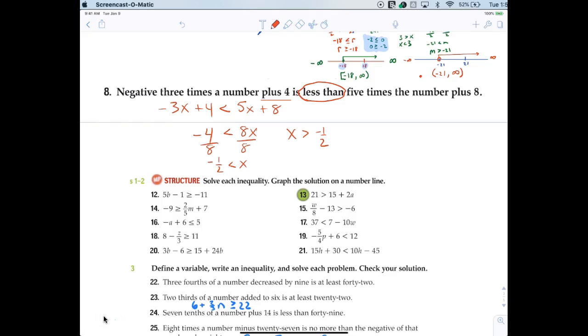So when you subtract the 8, does it matter if you add, or does it matter the order in which you do it? No. Nope. Because this is what everybody should have on their paper. But I'm thinking you guys are smart enough that you can do that step. So now x is greater than negative 1/2.